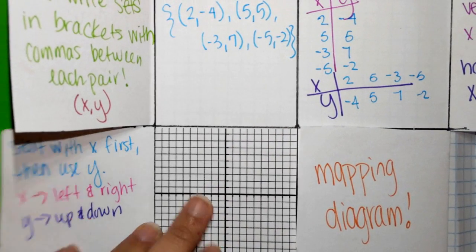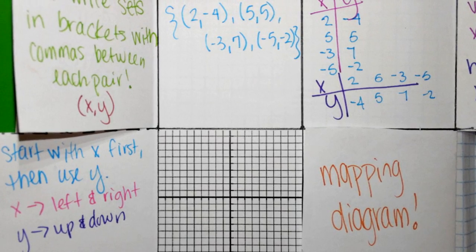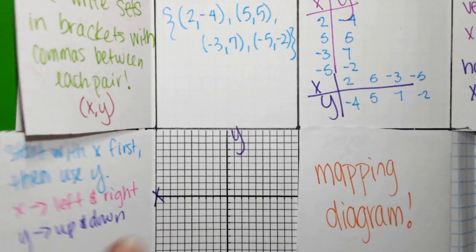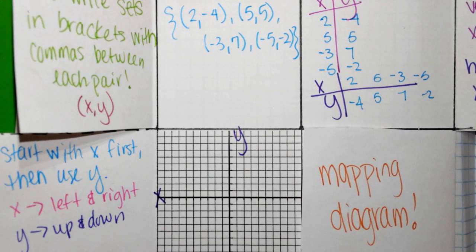Can anybody tell me which axis is the x-axis? Across, so the horizontal, and that makes this one the y. So go ahead and label it like how I have it labeled.